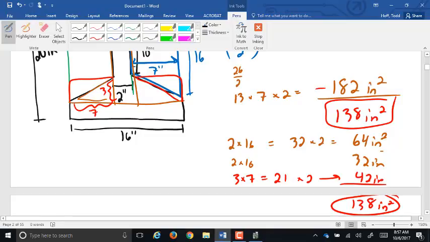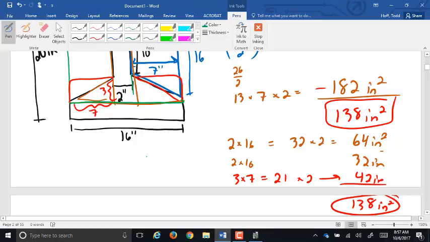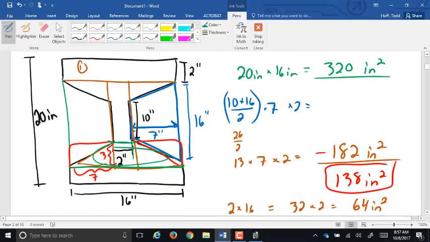There's a lot of other ways you could have cut it up. Some people might have cut it here and here and still use the trapezoid for that. One way to do it. Oh. Since it's symmetrical, that would work. Yep.